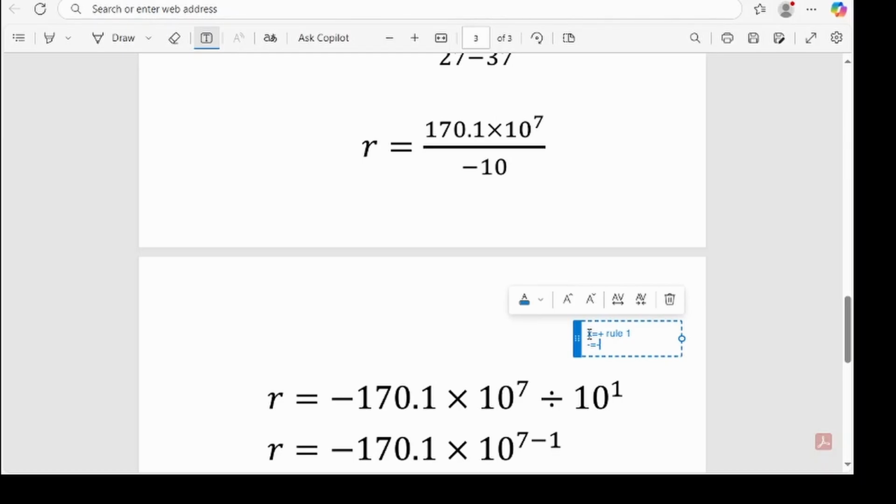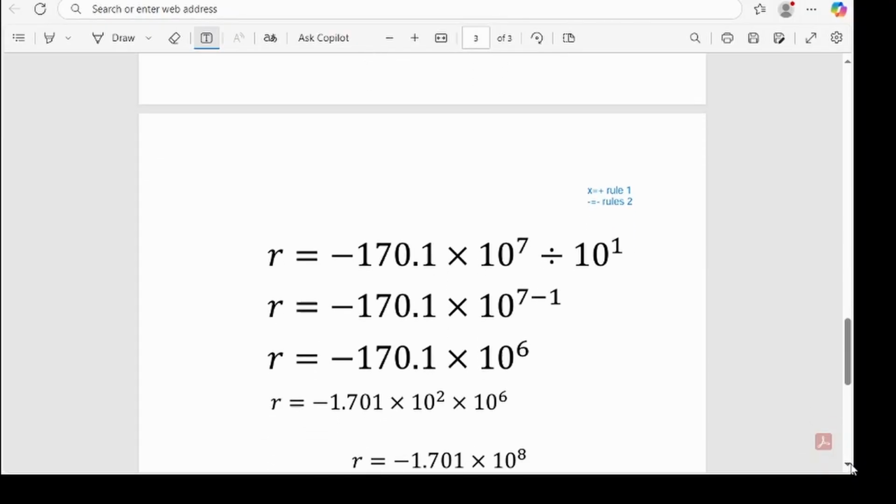Division means subtraction, okay? So these are the two rules that you have to put in mind. Multiplication means addition, division means subtraction. We would apply this rule in the subsequent steps in solving or simplifying the equation. So let's move on.